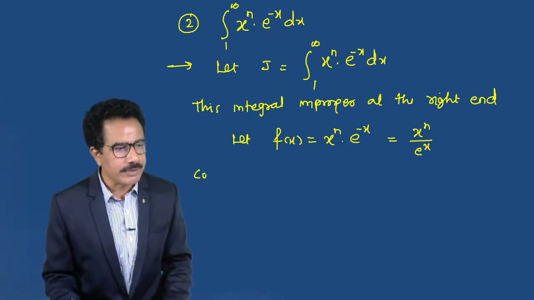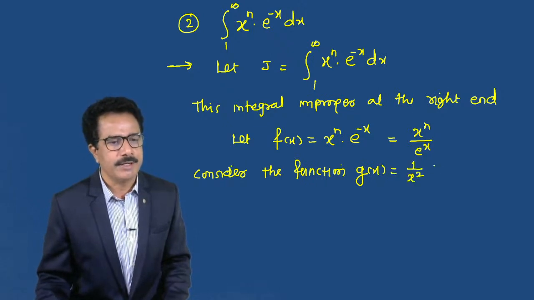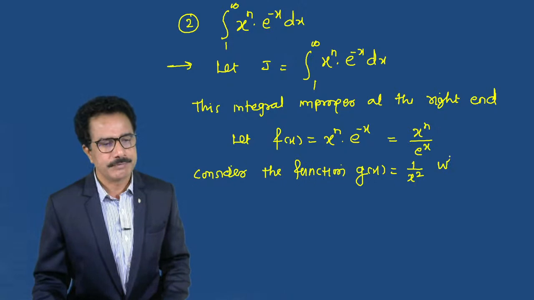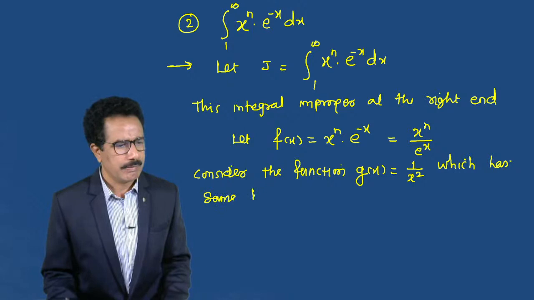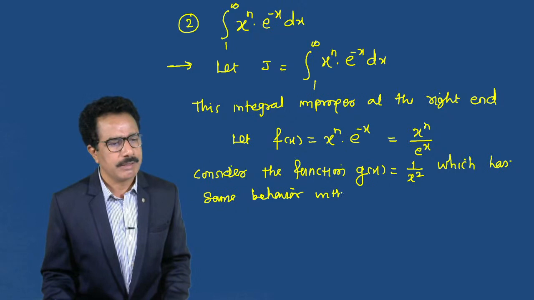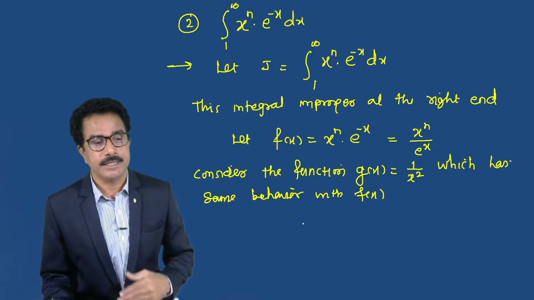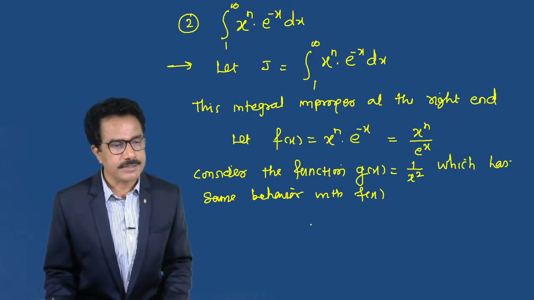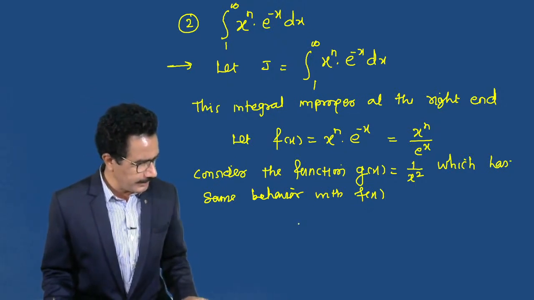So consider the function g of x which is equal to 1 upon x square, which has the same behavior as f of x. So now we have to calculate the integral. अभी हमें क्या करना है? इंटीग्रल निकालना है. इसका कैलकुलेशन में इंटीग्रेशन निकालना है. So how can we take the integrals here?